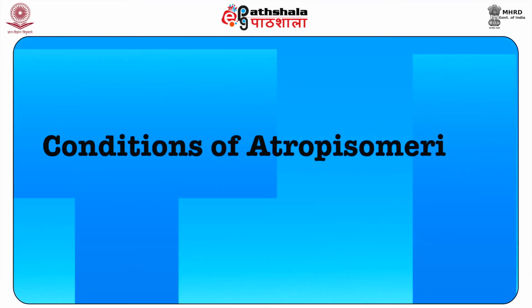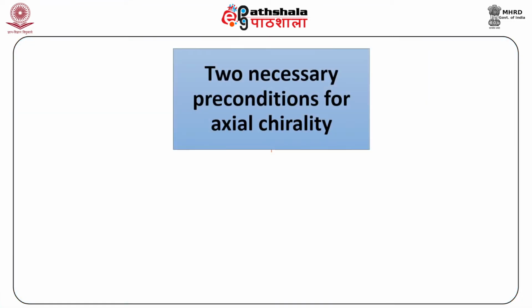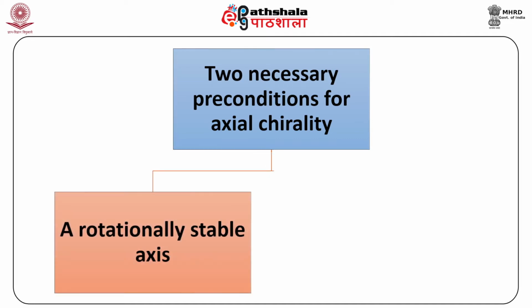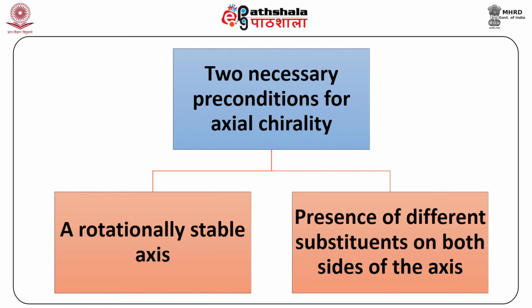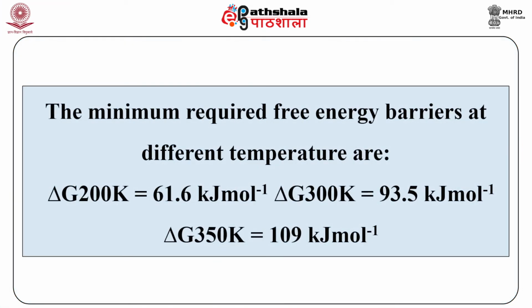So let us discuss now the conditions of atropisomerism. There are two necessary preconditions for axial chirality and its observation. First is a rotationally stable axis. Second is the presence of different substituents on both sides of the axis. So, atropisomers are recognized as physically separable species at a given temperature if they have a half-life of at least 1000 seconds or 16.7 minutes. The minimum required free energy barriers at different temperatures is discussed.